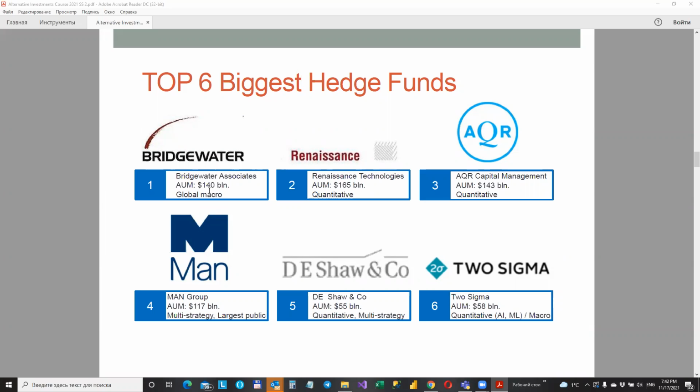Then we have D. Shaw, a multinational investment management firm founded in 1988 by David Shaw in New York. The company is known for developing complicated mathematical models and sophisticated computer programs to exploit anomalies in the financial market. D. Shaw managed 55 billion in assets under management. In 2018, Institutional Investor reported that among hedge funds, D. Shaw had delivered the fifth highest return in the world since its inception.